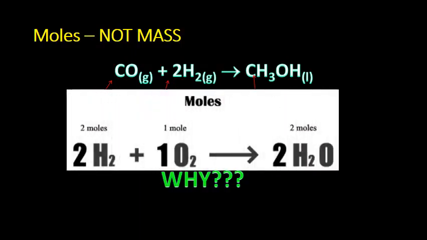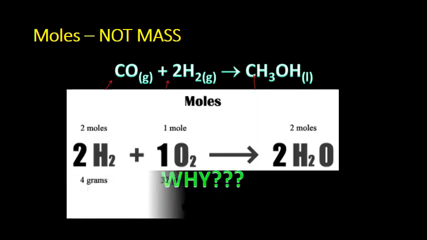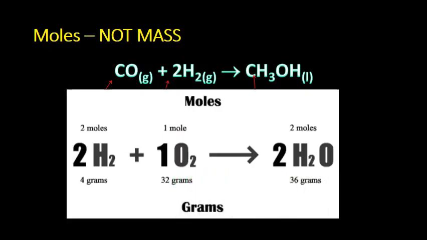Here's another equation for the synthesis of water. Those are molar relationships. It says for every 2 moles of hydrogen, we need 1 mole of oxygen to make 2 moles of water. However, the law of conservation of mass says if we have 4 grams and we add to it 32 grams, in a perfect world, we should end up with 36 grams. Because if you recall, matter is neither created nor destroyed, only changed, conserved, rearranged.